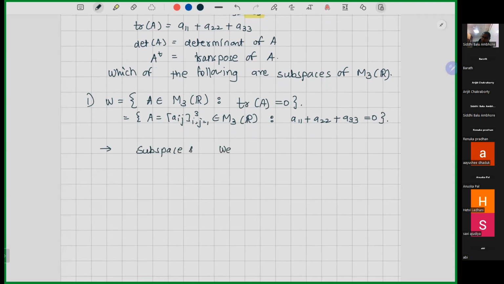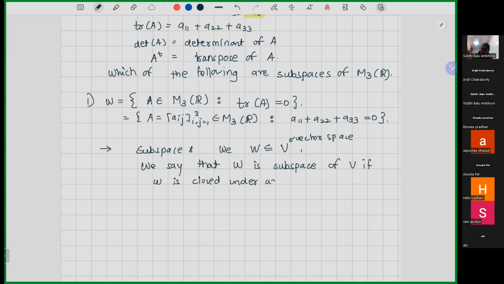So we say that W, a subset of vector space V, where V is a vector space, is a subspace or vector subspace of V if W is closed under addition and W is closed under scalar multiplication.